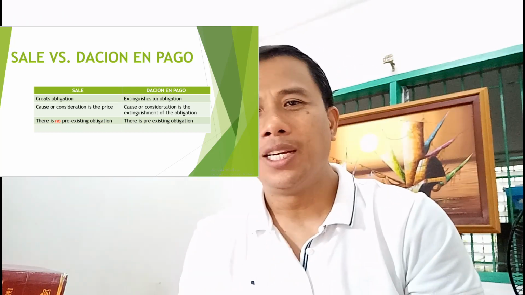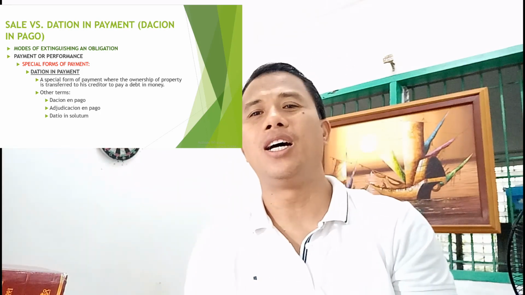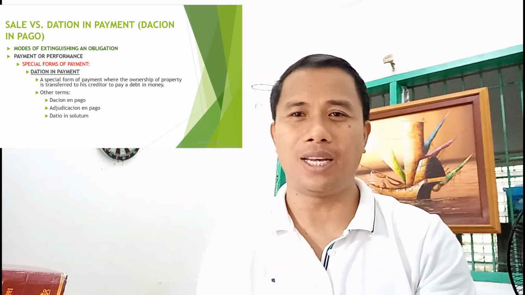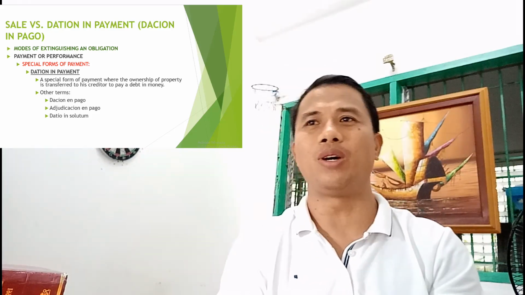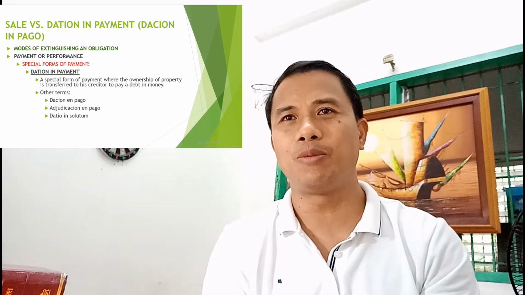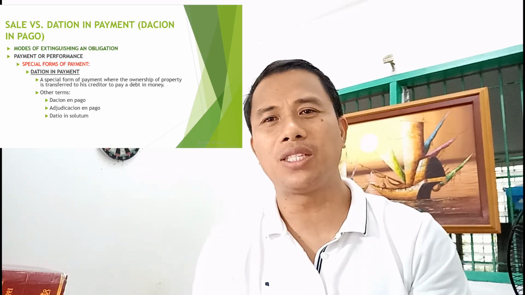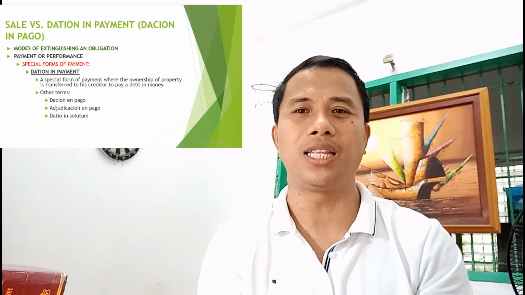Right, now let's go back to our law on obligations and contracts when we talk about Dacion in Pago. Well, Dacion in Pago is a special mode of payment, and payment is one of the modes of extinguishing the obligation. So Dacion in Pago is a special form of payment where the ownership of property is transferred to the creditor to pay the debt in money.